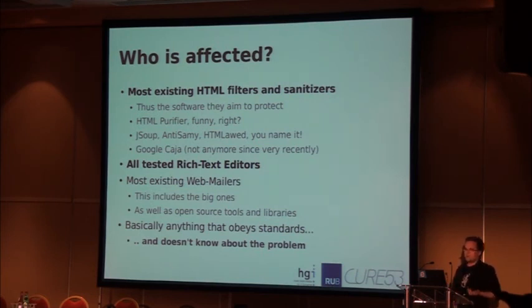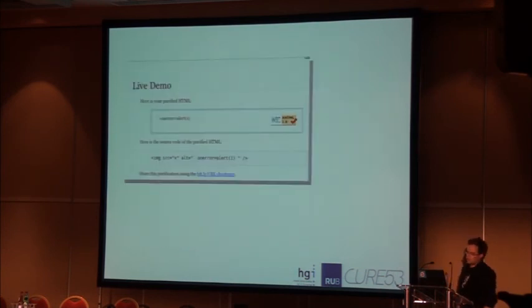And we can kind of create a rule and say, basically anything that obeyed the standards was affected, because the standard says, hey, do it like this, but the browser said, no, we do it differently, do it like that. And this gap between the standard and the browser implementation actually caused the vulnerability, which is quite bad. Here's a screenshot of HTML Purifier, which was affected back then.